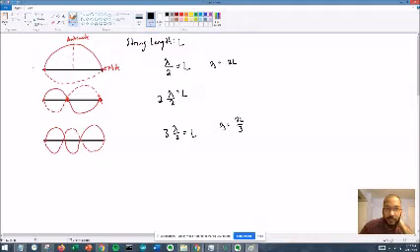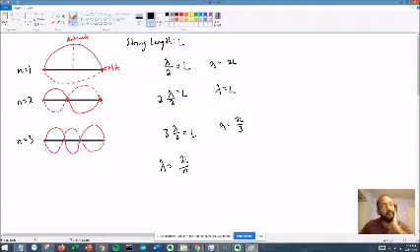If I were to say that this pattern is called n equals 1, this one is n equals 2, and this was n equals 3, and so on, you would see that I can write lambda is 2L over n. When n is 1, you get 2L. When n is 2, you get lambda is equal to L. When n is 3, you get 2L over 3.